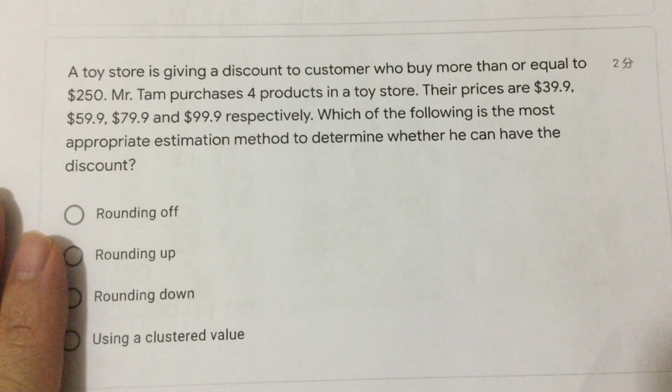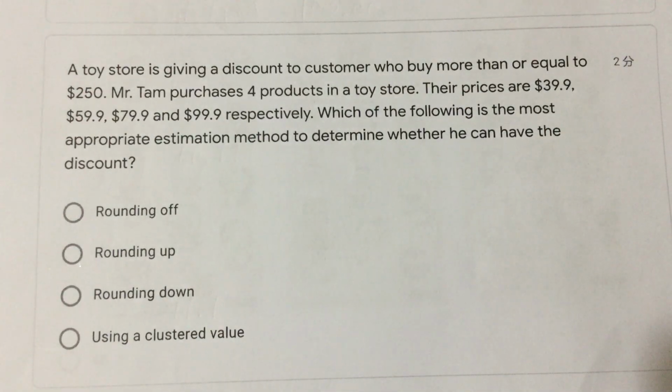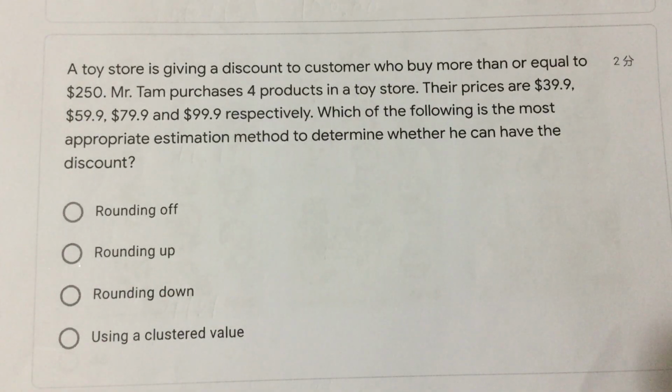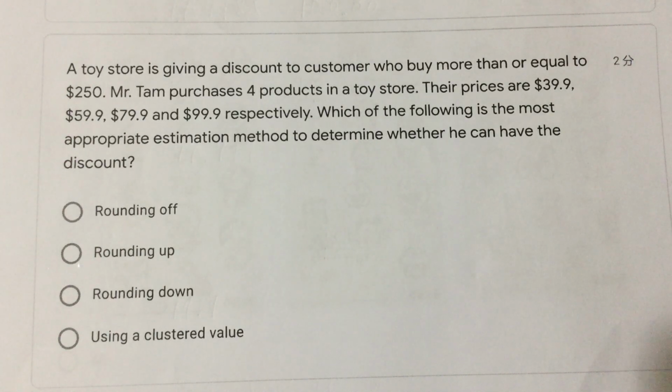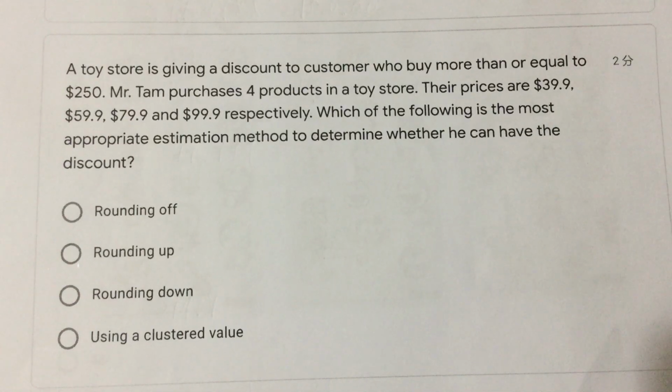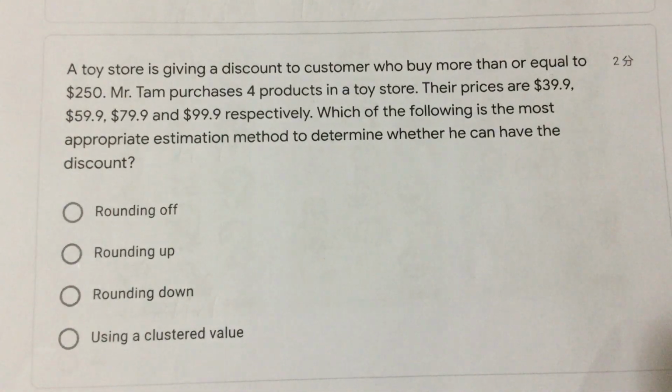Okay, now we go to question 13. A toy store gives a discount to customers who buy more than or equal to $250. In Chinese, that means 我而家會俾一個折扣我嘅顧客，而佢嘅價錢就只要佢買多過250蚊，或者等於250蚊。Mr. Tam purchases 4 products in a toy store. 咁譚老師就買咗4件貨品。Their prices are $39.9, $59.9, $79, and $99.9 respectively.